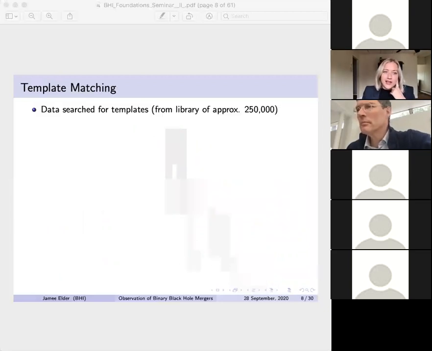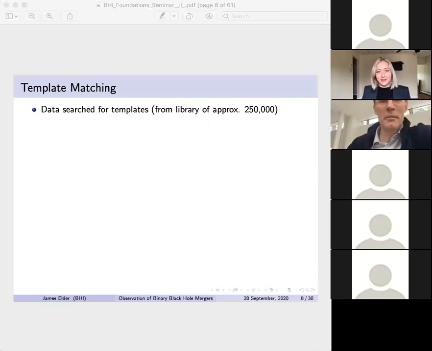Since last week, I already talked about the matched filtering procedure. I'm just going to emphasize a few things that I think are epistemologically relevant for what I'm going to say today. First of all, the most efficient way of searching for gravitational waves in the data involves searching using templates, and they in fact are searching for this. They've got a whole library of 250,000 such templates that are being searched for in the data.